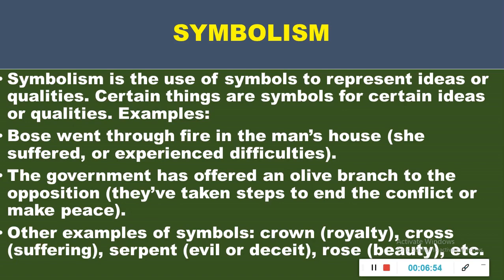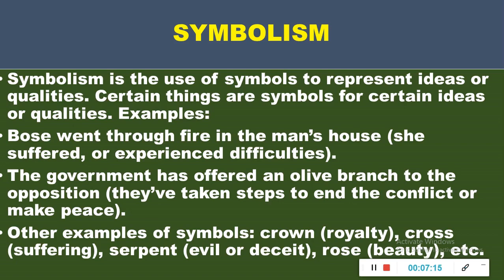Or if you say the government has offered an olive branch to the opposition, an olive branch is a symbol of peace. When you raise or offer an olive branch, it means you are suing for peace. So it means they have taken steps to end the conflict or make peace. There are other examples of symbols such as a crown.